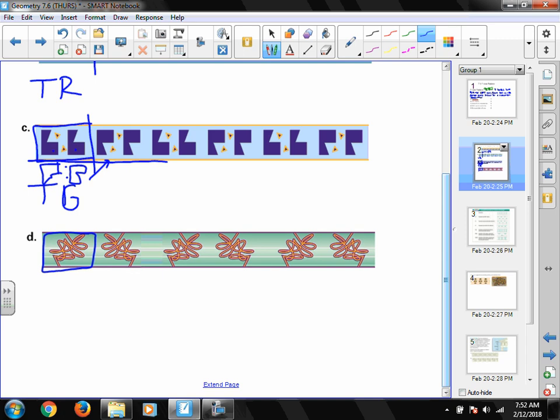Here's my base unit. The easiest thing to key on here is that little piece right there. It's on the left. Now it's on the right. In order to do that, I have to reflect over a vertical line, meaning that, of course, I always have my translation, and I have a reflection over what kind of a line? Well, that line's going up and down, so that's going to be a vertical reflection.